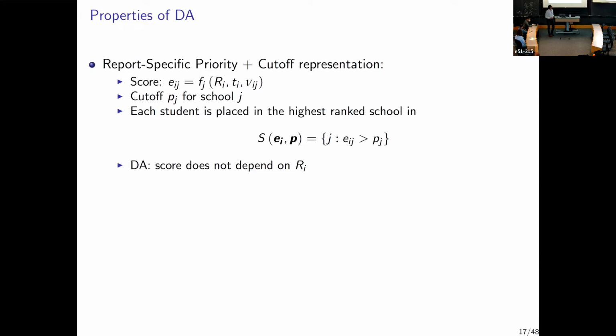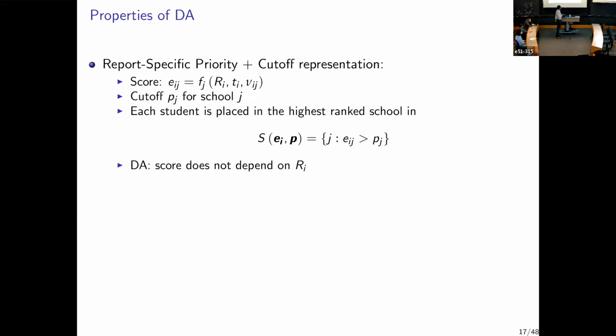Okay, so going back to what Irene was saying, DA has a report-specific cutoff representation. In particular, the score of a particular student for a particular school is a function that depends on the report, the priority, and the tiebreaker. That's a general form. And there's going to be a cutoff.